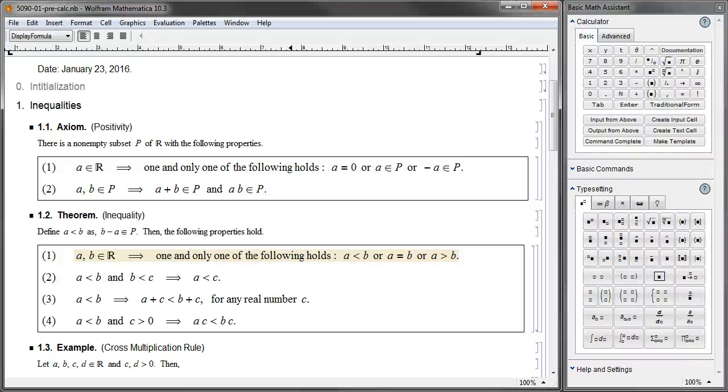By the way, this trichotomy is a little bit more general than the earlier trichotomy, in the sense that if you put B equals 0, then this one corresponds to A is less than 0, which is negative A belongs to P, and A is equal to 0 right here, and then A is greater than 0, which is A belongs to P. That is, if you put B equals 0.